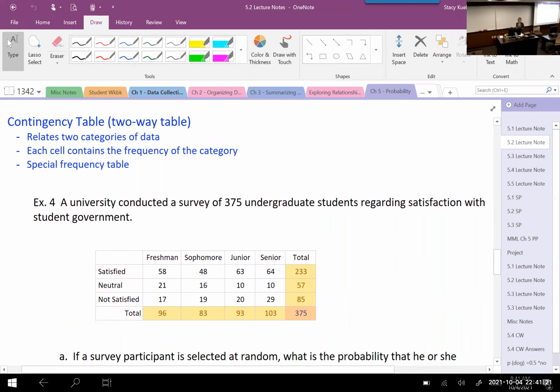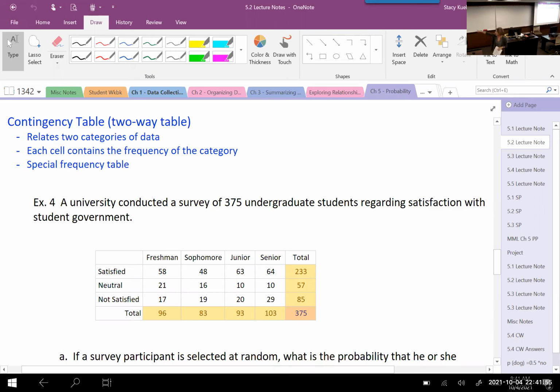And in this particular example of our contingency table that I've got up here, we're trying to relate two different categories. A university conducted a survey of 375 undergraduate students regarding satisfaction with the student government. So we have the different classifications for each of the students at the university: freshman, sophomore, junior, senior, and then whether or not they're satisfied, neutral, or not satisfied. So we have these two categories that we are adding up.